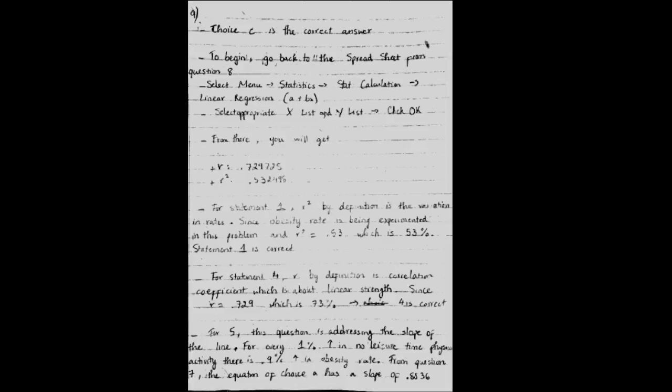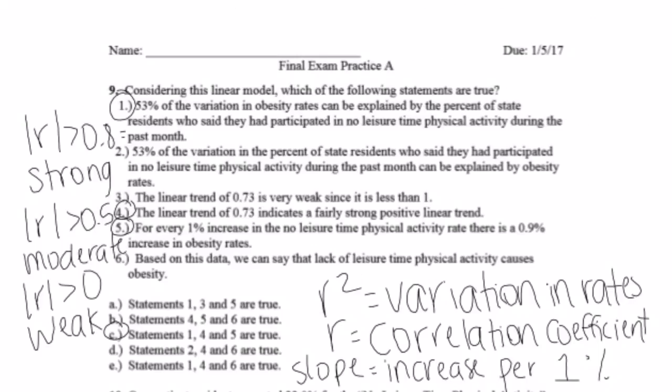For statement 1, r squared by definition is the variation explained, and since obesity rate is the response in this problem and r squared equals 0.53, which is 53%, statement 1 is correct. For statement 4, r by definition is the correlation coefficient, which is about linear strength. Since r equals 0.729, which is about 73%, choice 4 is correct. For statement 5, this question is addressing the slope of the line. For every 1% increase in no leisure time physical activity, there is about a 0.9% increase in obesity rate. From question 7, the equation of the choice has the slope of 0.8836. This is making answer C the correct answer.